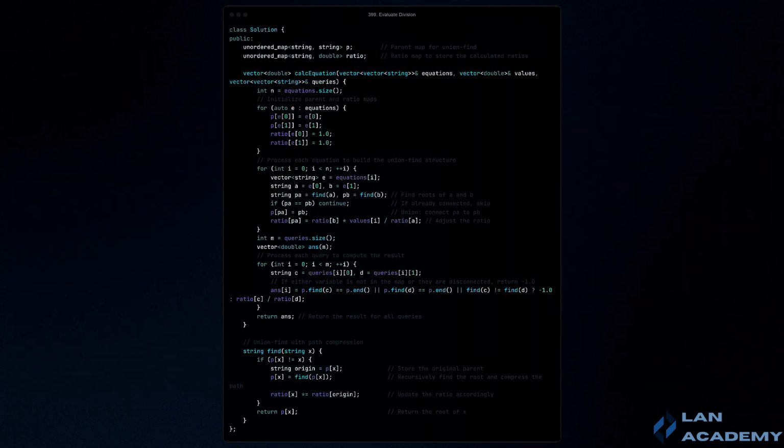To solve this problem efficiently, we use the union-find data structure, also known as disjoint set union or DSU. This structure helps manage and track the relationships between variables. The union-find algorithm is well suited for problems that involve grouping elements and determining if elements belong to the same group. The key operations in union-find are union and find, which help manage these groups dynamically and efficiently.